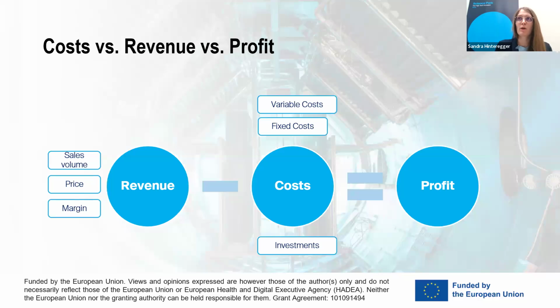Just as a quick wrap up, if anybody wants to quickly explain it to us, does anybody know the difference between variable and fixed costs and can explain it quickly to us?